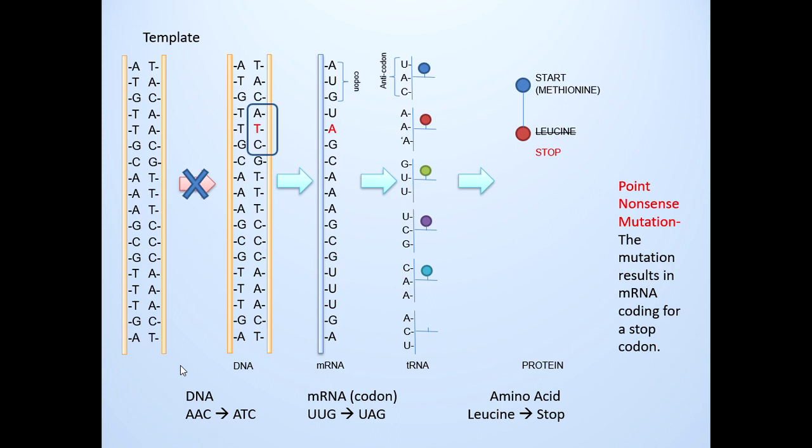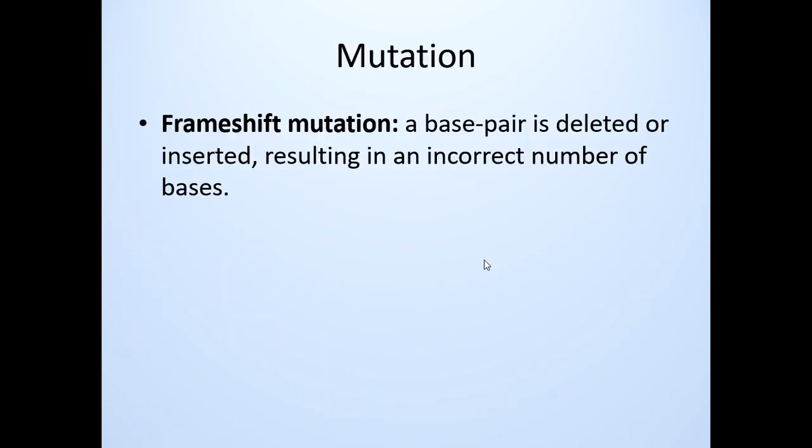Now there's another type of mutation known as a frame shift mutation. In a frame shift mutation, one or two, a couple of base pairs will be deleted or inserted. That then results in a change in the number of bases, and therefore when the messenger RNA gets made, it too will have a different number of bases, and then that means the reading frame becomes altered. So let's look at our example here.